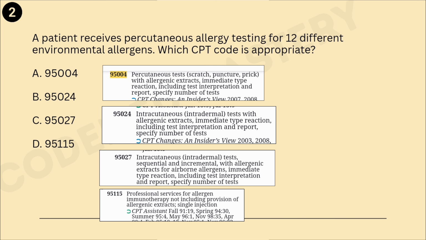They have mentioned percutaneous. So the right answer will be 95004. So here the important term is percutaneous. You can see option B, 95024, is for intracutaneous, so we cannot code it. And 95027 is also for intracutaneous, and 95115 is for professional services for allergen immunotherapy. That is not given in the question. The right answer is option A. Next question.